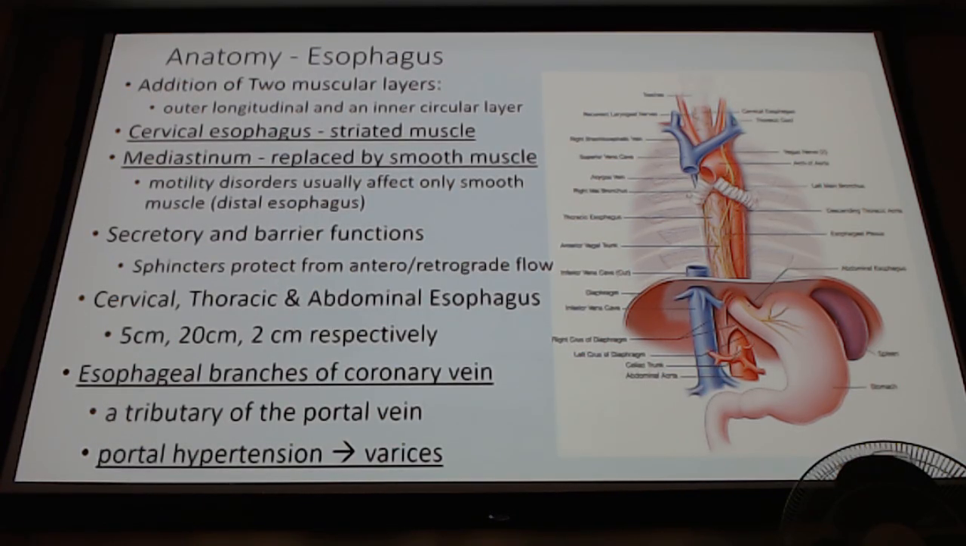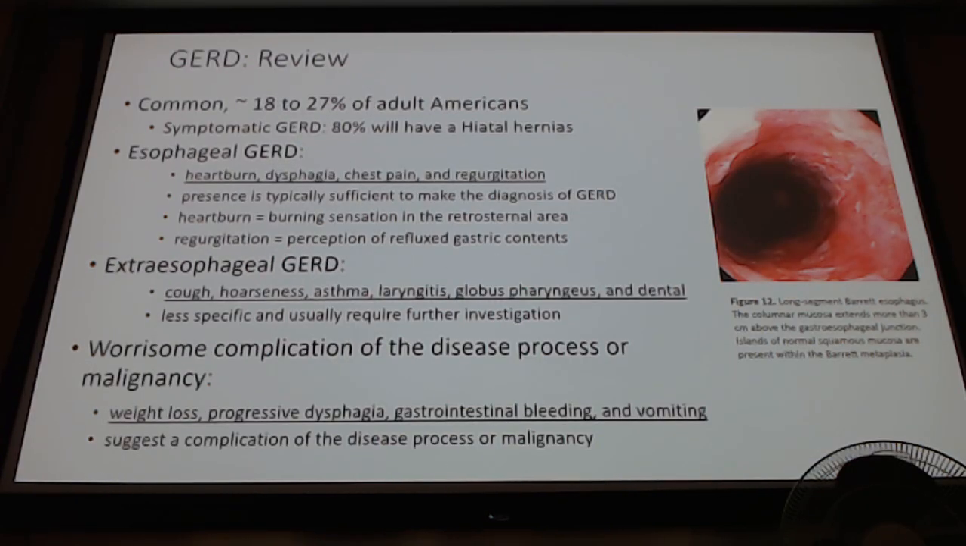We already talked about the esophageal branches of the coronary vein, which can lead to portal hypertension, which can then lead to varices. Okay. All right. GERD. You all learned about GERD in GI. Okay, this is just review.